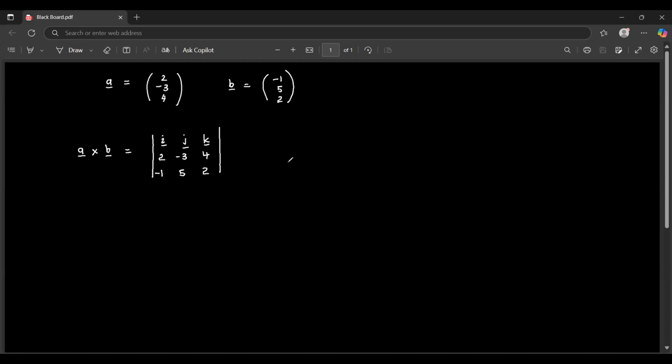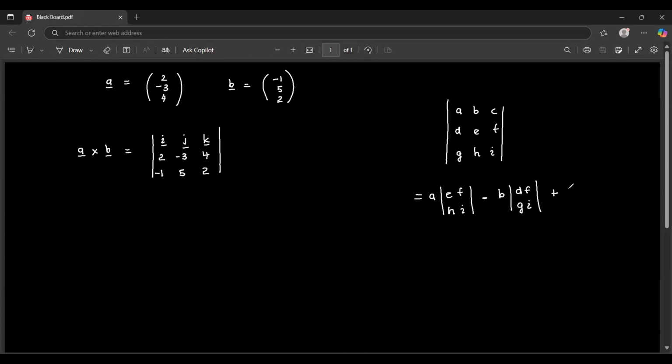Now, let me introduce you to how to perform determinants. If you have something like this, a, b, c, d, e, f, and g, h, i in a determinant, this can be rewritten as a into (ei minus fh), minus b into (di minus fg), and plus c into (dh minus eg).